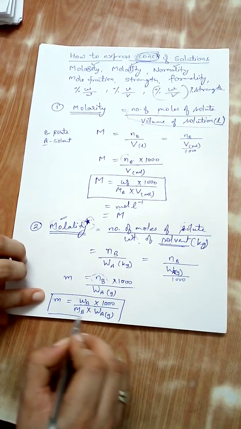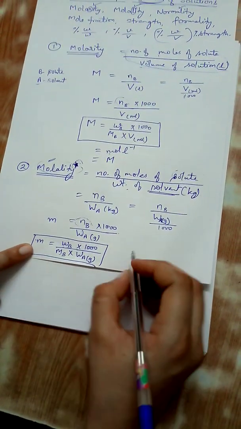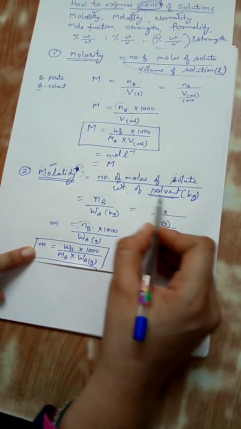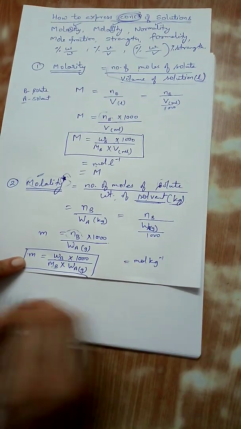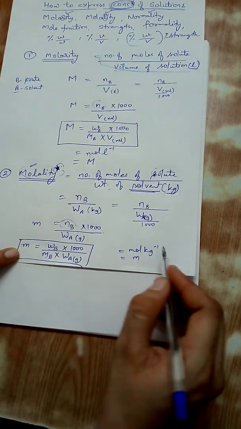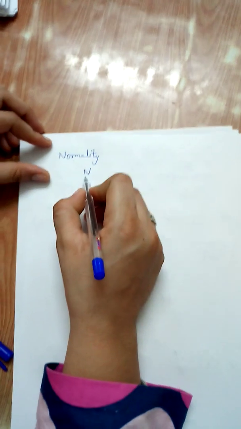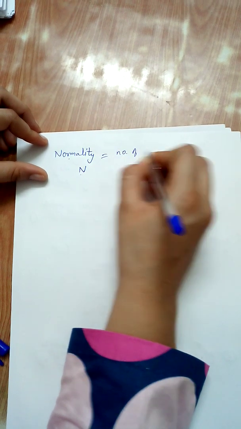Now comes normality. Students, the third and the most important is normality. Normality is represented by capital N. One more thing left in molality is the unit. The formula of molality was moles divided by weight of solvent in kg. So simply the unit will be mole per kg, and we can write small m. This will be the unit of molality. Now coming to normality, it is represented by capital N, and the definition in the formula will be number of gram equivalents.